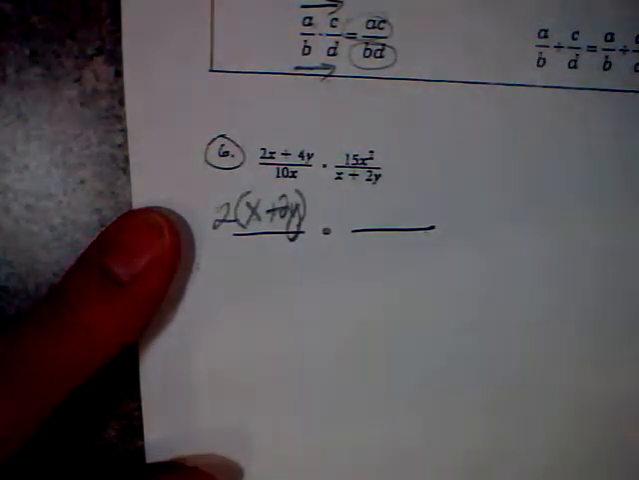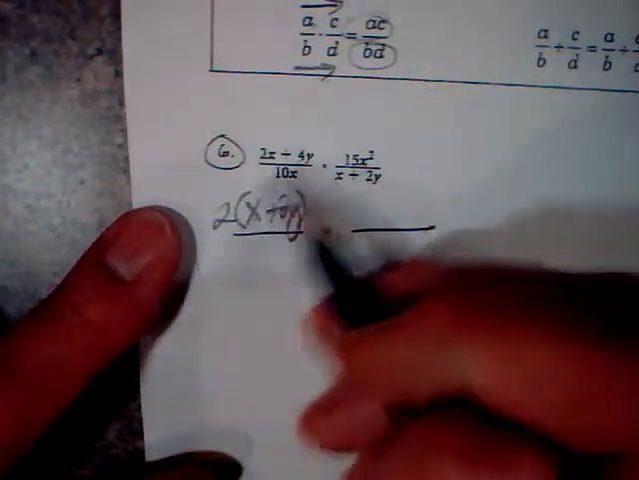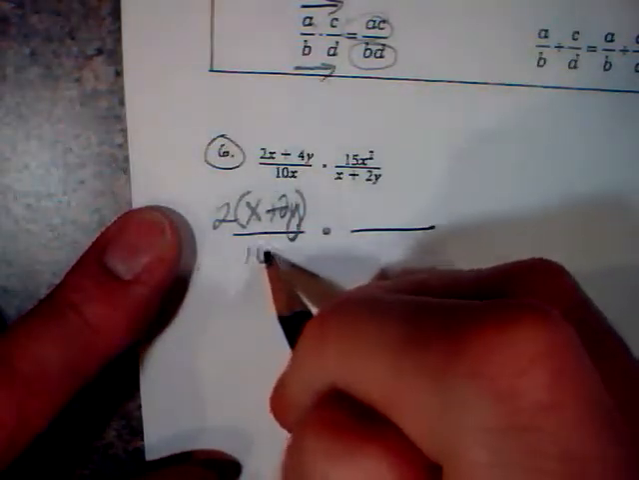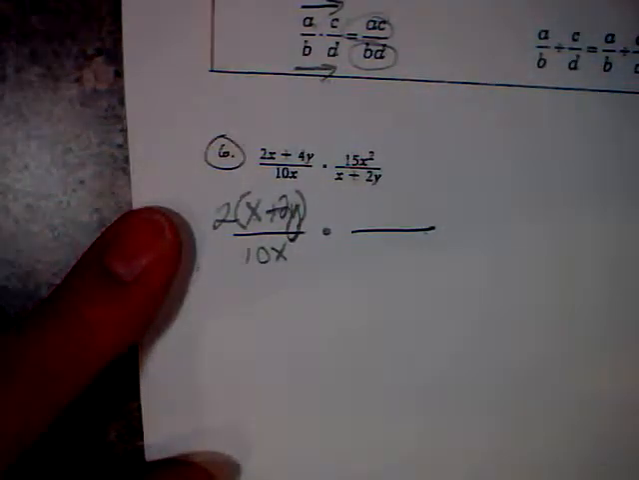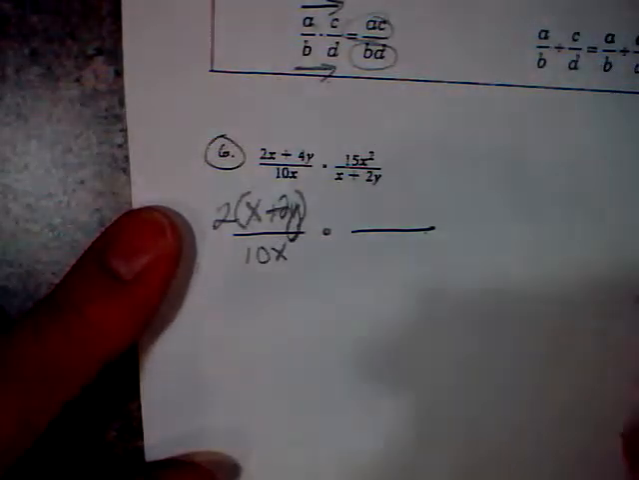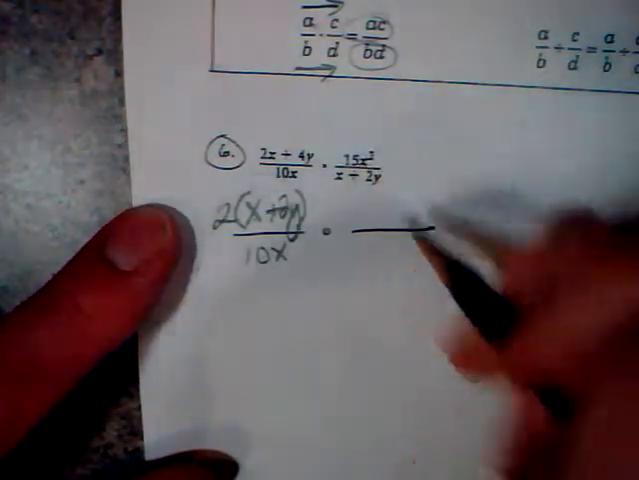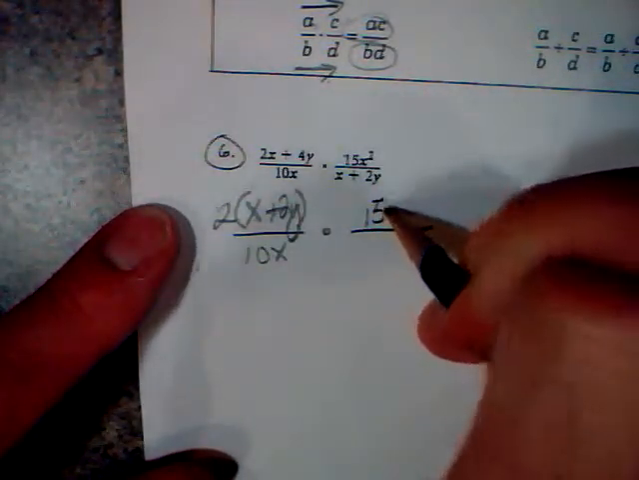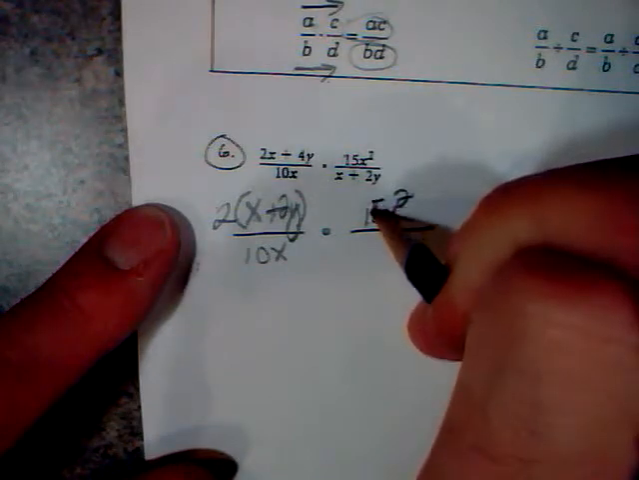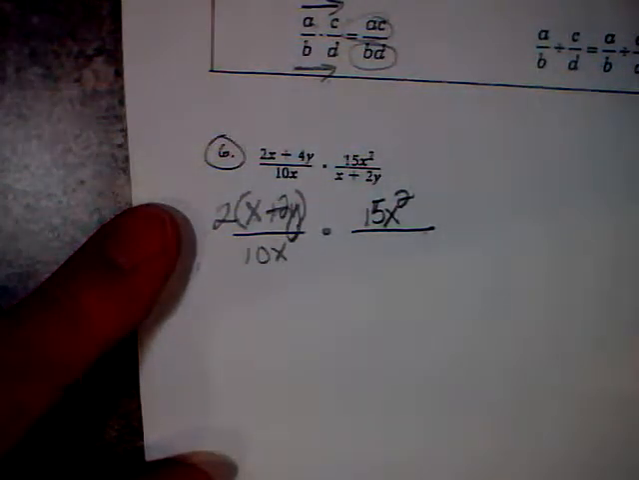In the denominator there, it looks like we just have a 10x. There's no addition or subtraction in that term, so we will not be able to factor, because if you only have one term, you cannot do any factoring. In the second numerator there, we've got a 15x squared. Again, no adding or subtracting in this numerator, so that term is also already factored. So we'll just rewrite that.